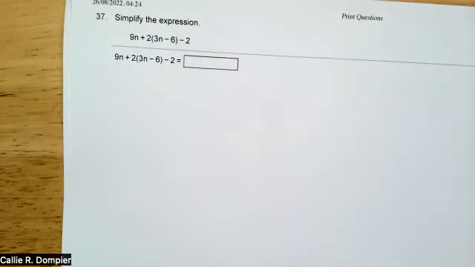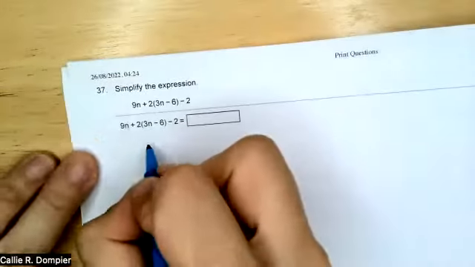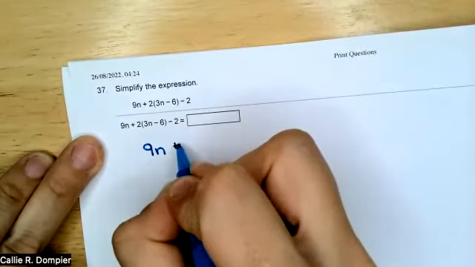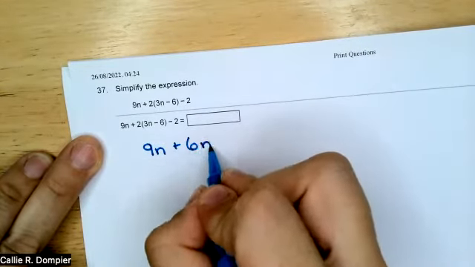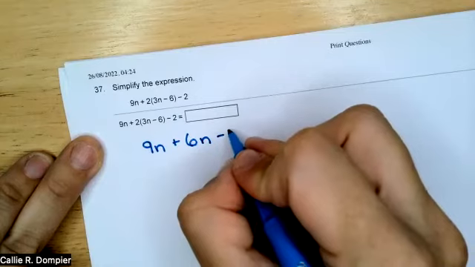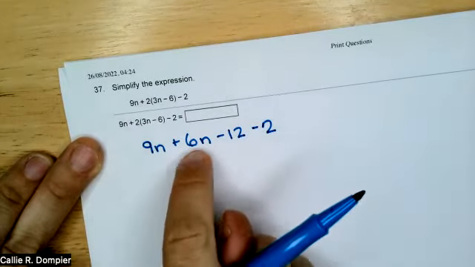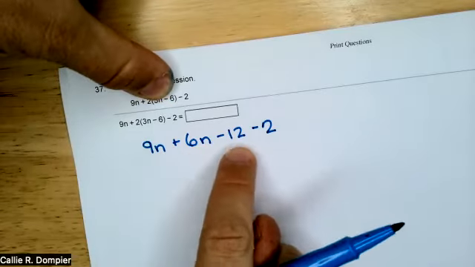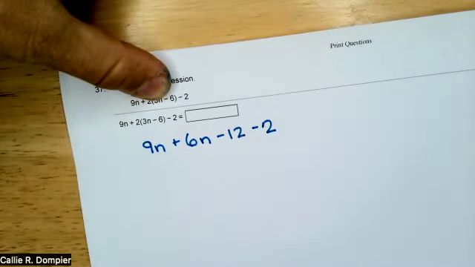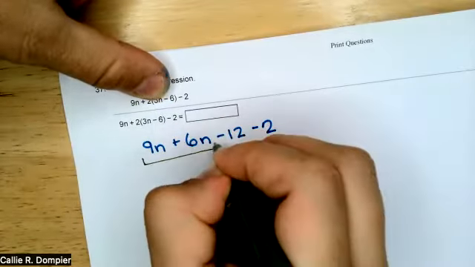Last question, guys. 9n plus 2 times 3 is 6n. 2 times a -6 is a -12 minus 2. So the 3n minus 6 became a 6n minus 12. 9 and 6 is 15. -12 minus 2 is -14.